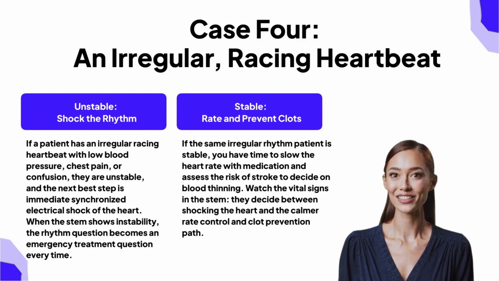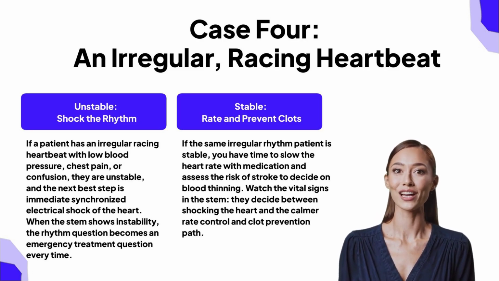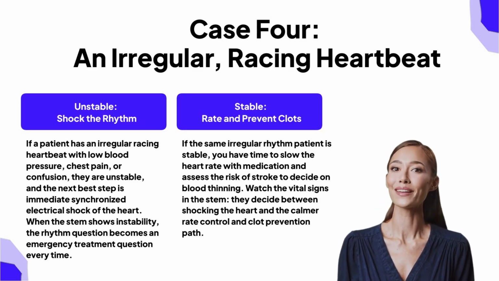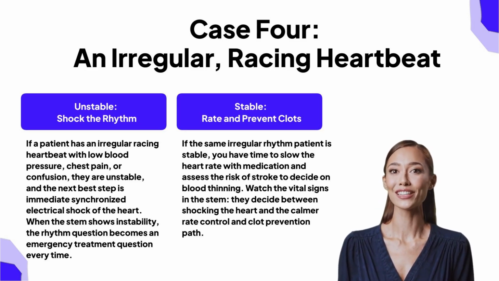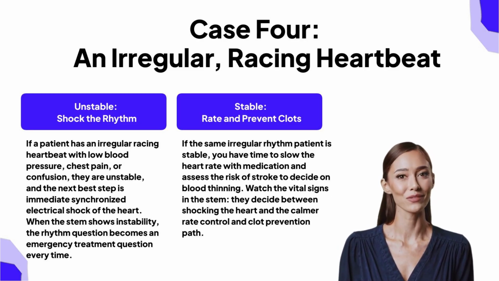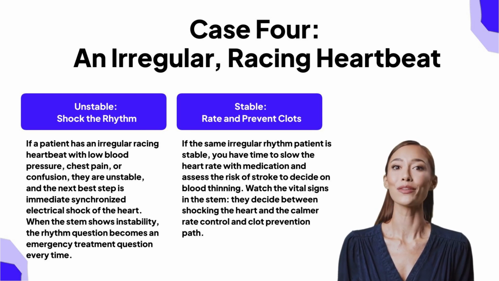Our fourth case is an irregular racing heartbeat, and this pattern lives or dies on the stable versus unstable reflex we built earlier. Here is the rule in 2 halves. First, the unstable patient. If someone has an irregular racing heartbeat together with low blood pressure, chest pain, breathlessness, or confusion, they are unstable. And the next best step is an immediate synchronized electrical shock of the heart. Whenever the stem shows those signs of instability, the rhythm question instantly becomes an emergency treatment question.